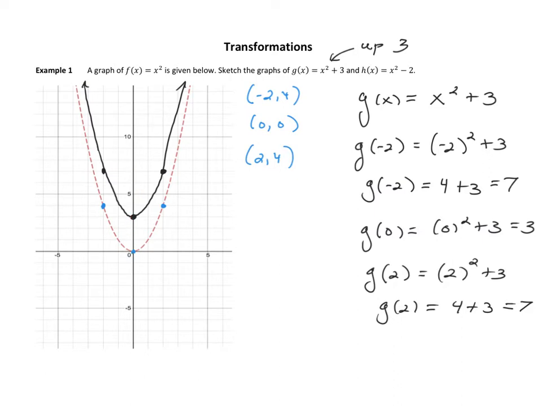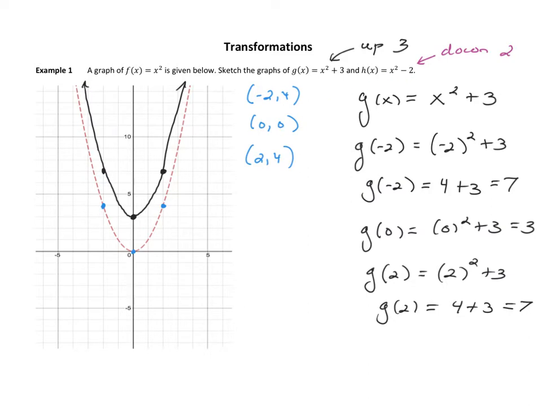Now, what about the graph of h of x is equal to x squared minus 2? If I were to guess, well, plus 3 went up 3 places. I'm thinking if we subtract 2, we'll go down 2. And to verify my guess, I'll choose this point here and see if it actually moves down 2 places. So what we'll do is use this point, which has an x value of 0. We'll plug it into this function and see what the new y value is.